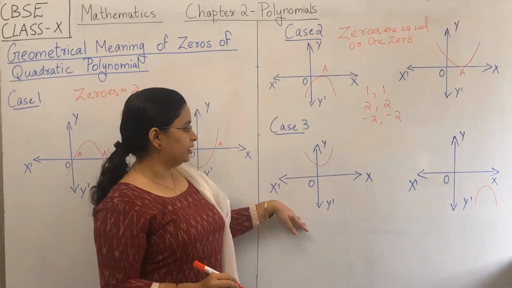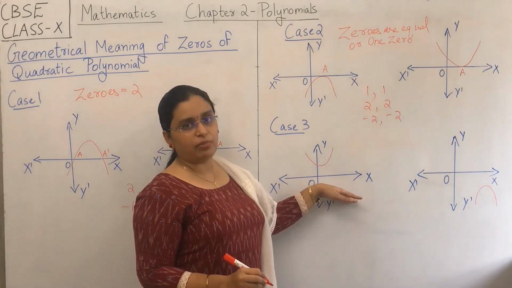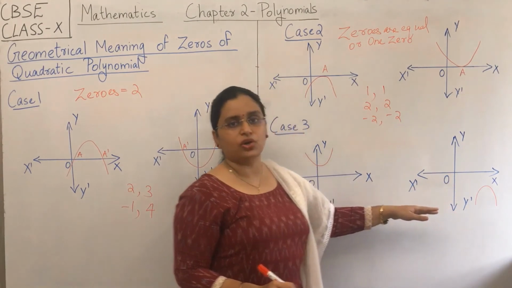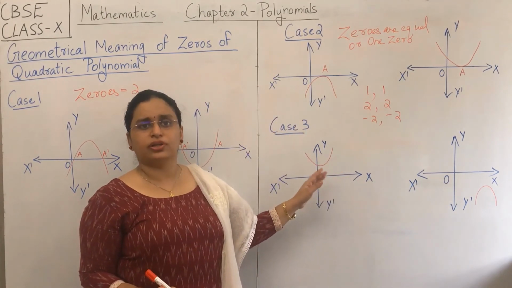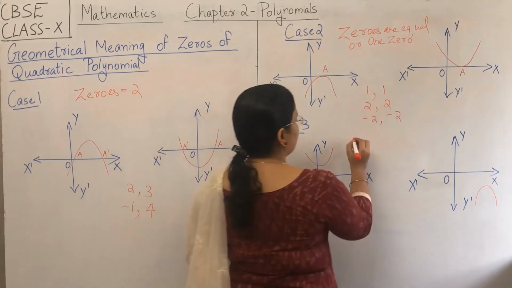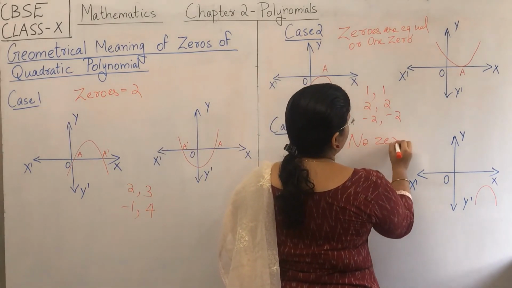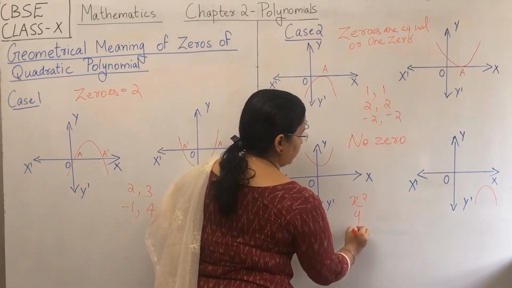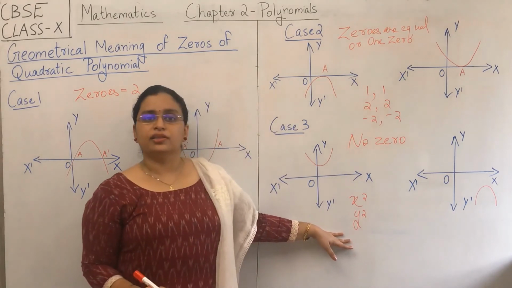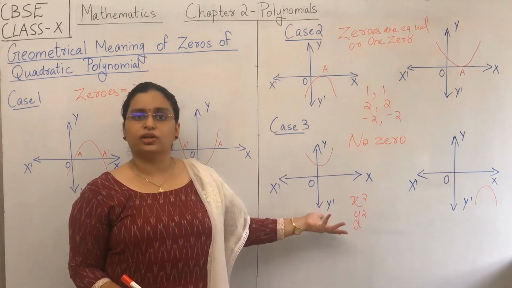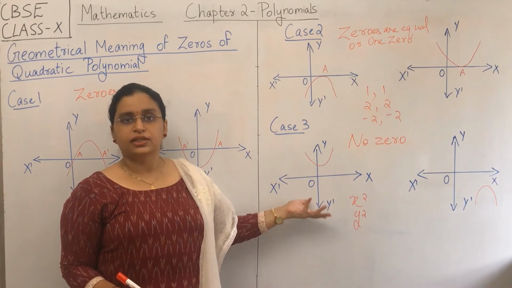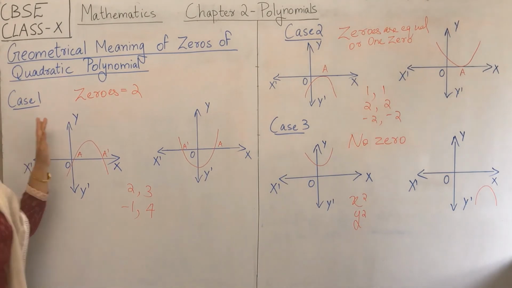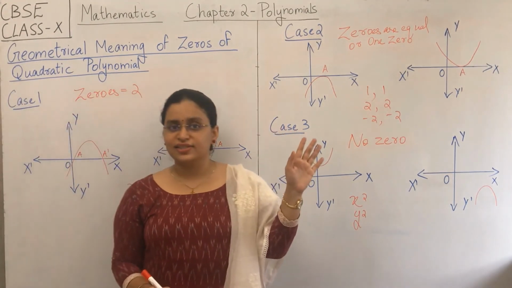Case 3: here, in the first case, the graph is completely above the x-axis. In the second case, it is completely below the x-axis. It is not intersecting the x-axis at any point. So in this case, it has no zero. That is, we can say in the case of x² or y², there will not be any zero, right? x² = 0, y² = 0. There is no zero, right? So these are the 3 cases of the geometrical meaning of zeros of a quadratic polynomial. So we have finished the 3 cases. Thank you.